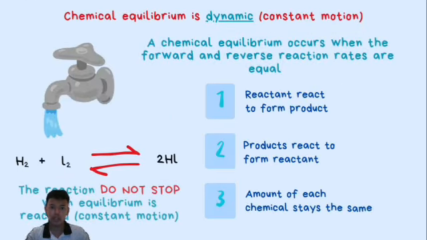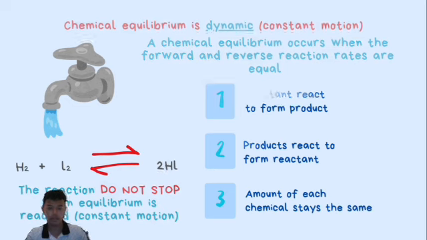Chemical equilibrium is dynamic, constant motion. Chemical equilibrium occurs when the forward and reverse reaction rates are equal. Number 1, reactants react to form products. Number 2, products react to form reactants. Number 3, the amount of each chemical stays the same. The reaction does not stop when equilibrium is reached. It is constant motion, like the water running in the pipes.